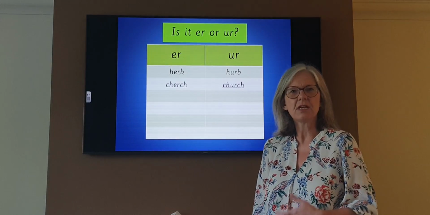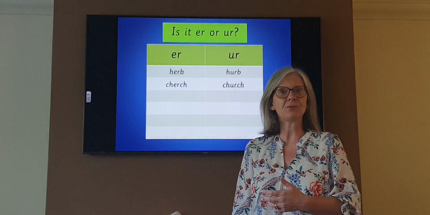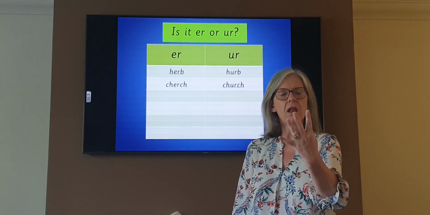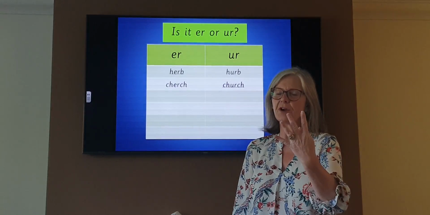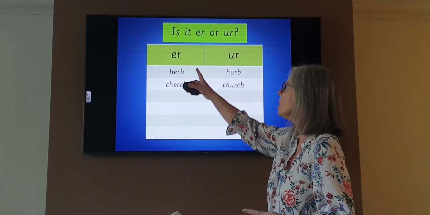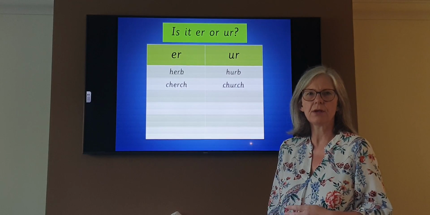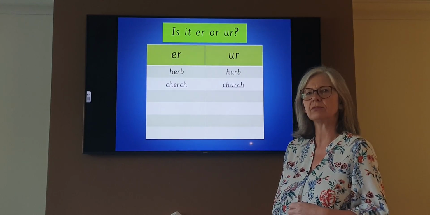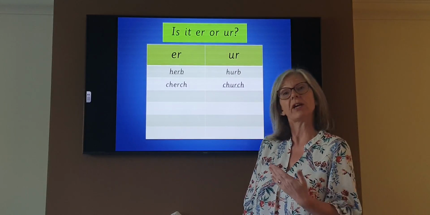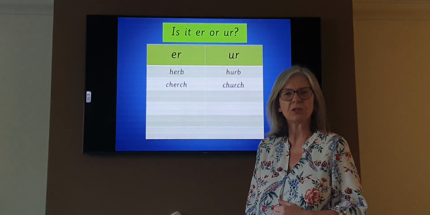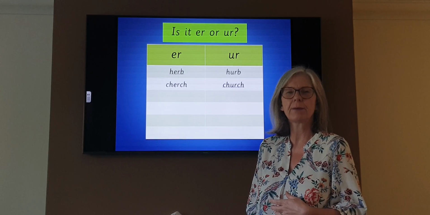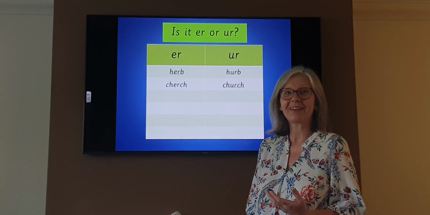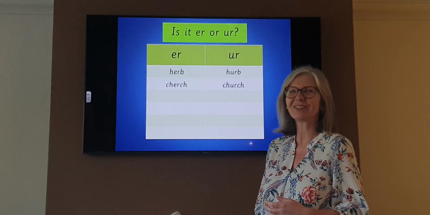Lighter. Lighter. Let's sound talk it. Lighter. So it's got four phonemes. But which grapheme is it using? Lighter. See if you can write it down. Like I say, if you want to, write it down in both and decide which one you think looks right. Okay, shall we have a look?